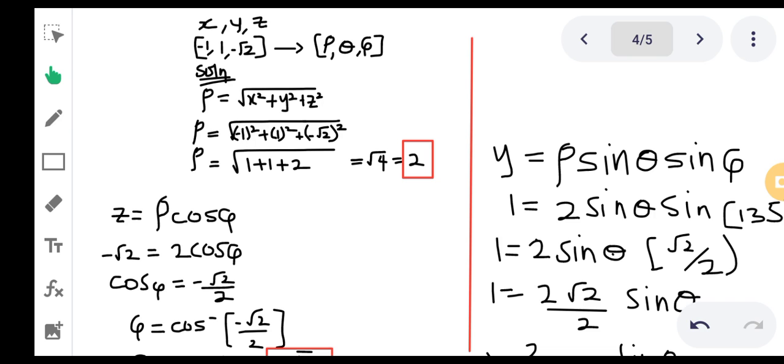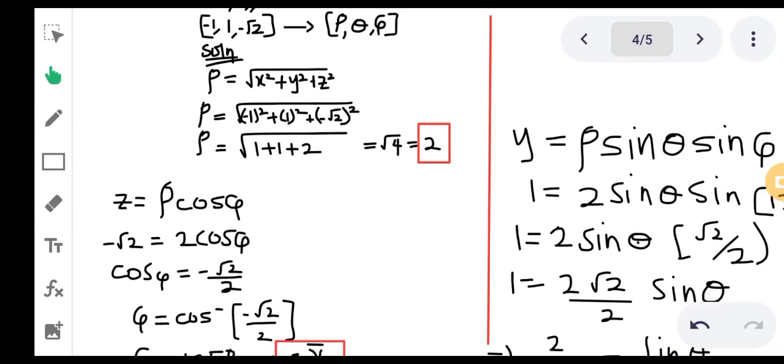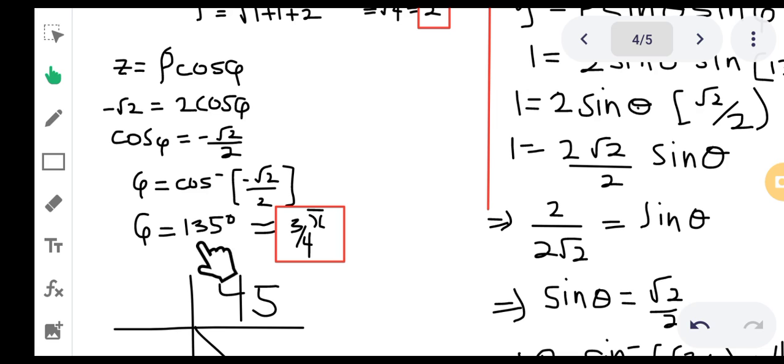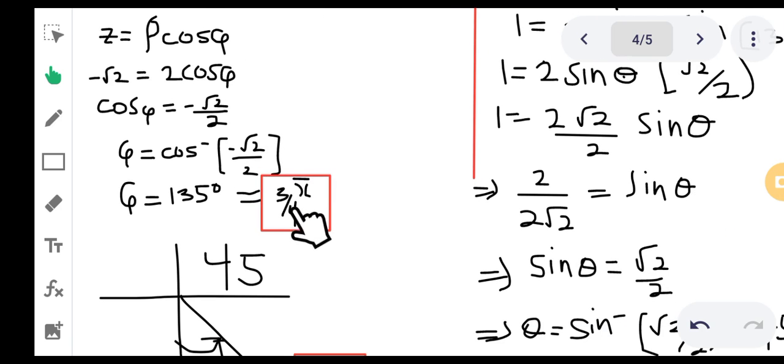Then we've learned that the relationship between rho, phi, and z is that z is equal to rho cos phi. So we can use this relationship to find the value of phi. Because we already know the value of rho to be 2, you can put 2 here, and z from our question is negative root 2. You just make phi the subject, so you are going to get phi equal to 135 degrees. But remember, we can also convert from degrees to radians. Just multiply by pi over 180 and you are going to get 3 over 4 pi.